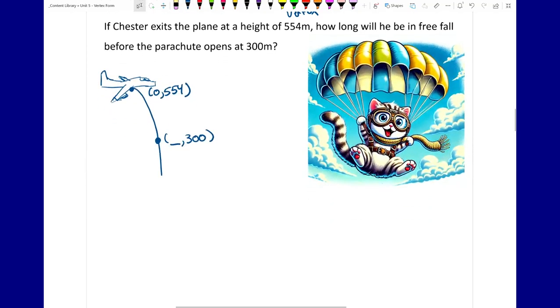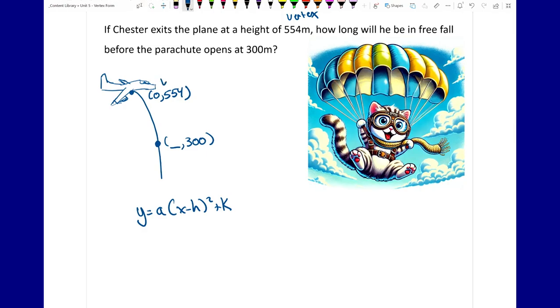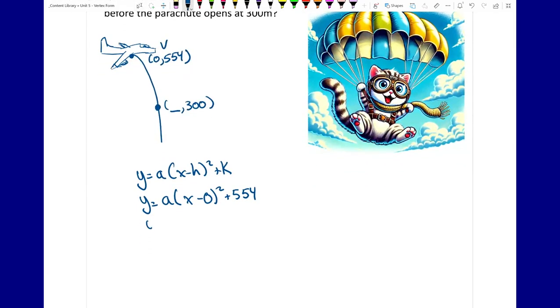So we have to come up with an equation first though. Because we're given the vertex, we can use our vertex form. So I'm going to start with y equals a(x minus h) squared plus k. Our vertex, which is 0 and 554, I can plug into my equation. So y is equal to a times (x minus 0) squared plus 554. Simplify this, y is equal to ax squared plus 554.